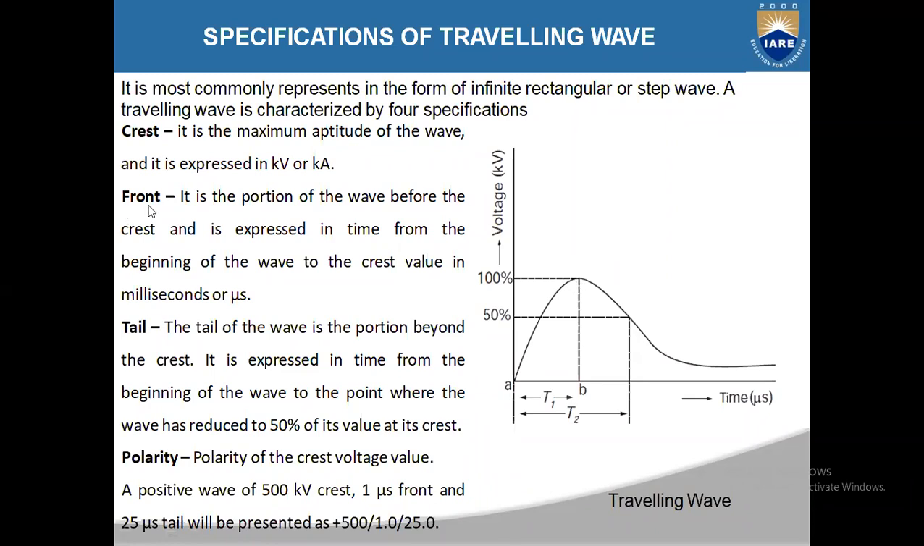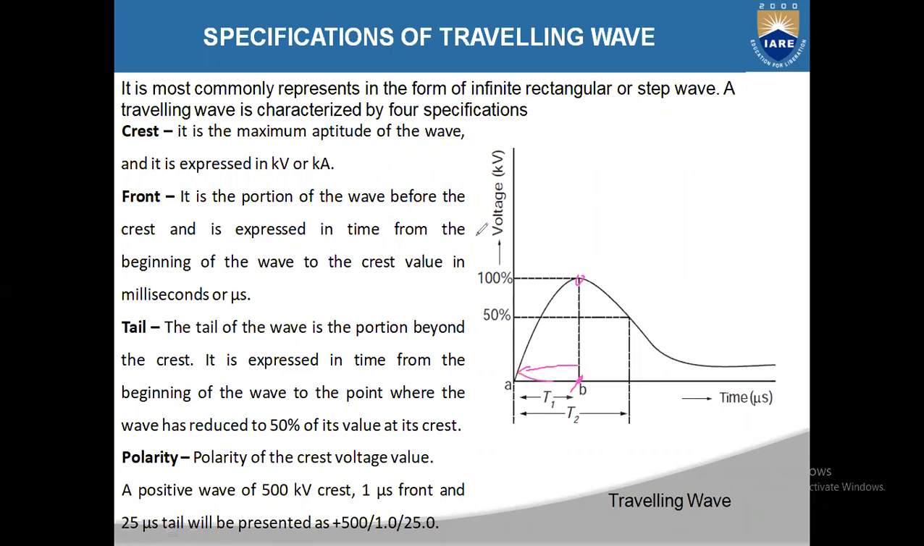Then the front, or wave front. So what is wave front? Wave front is represented in terms of time, and it is the portion of the wave before the crest. Here, at a point B, you have the crest. So this is the crest point, which is at point B. Now the portion before this crest.